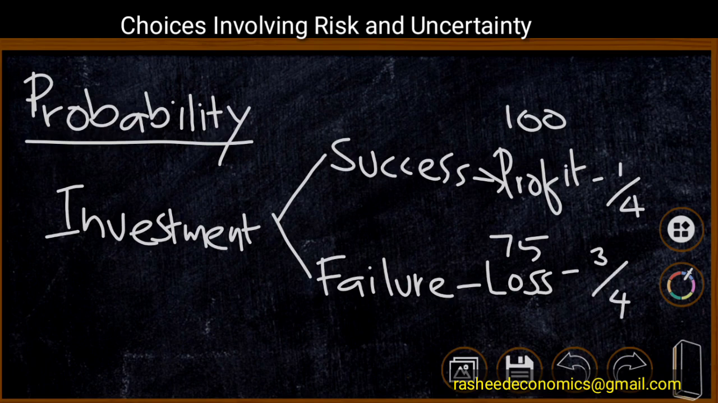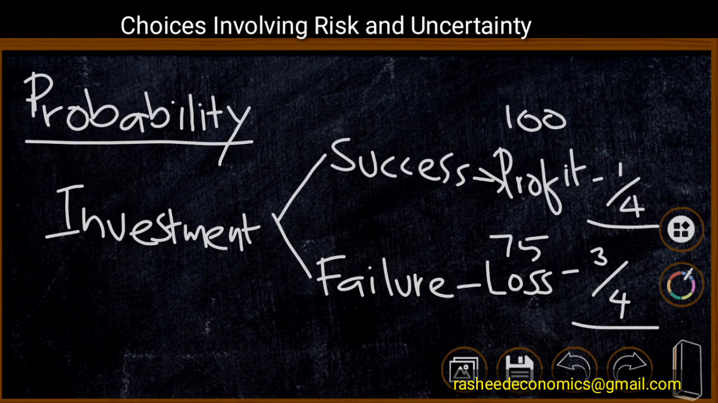Which means that there are only two possibilities. Either the investment may become successful or unsuccessful. If the investment is successful, they can earn a profit of 100 crores, and the probability of the event becoming successful is 1 by 4, and the probability of the event becoming unsuccessful is 3 by 4. Here the thing is that if the probabilities of all possible outcomes are added, it will be 1 or 100%.